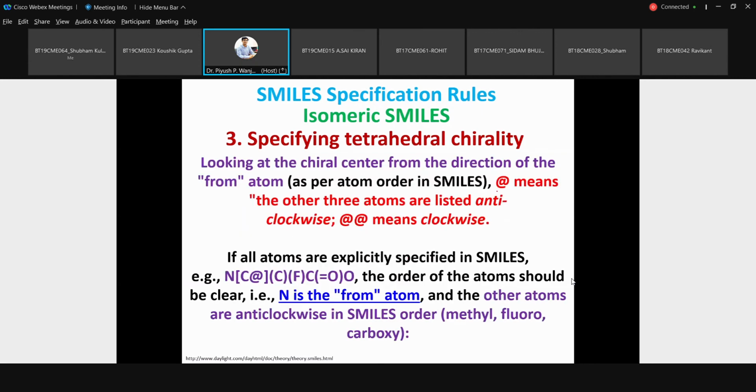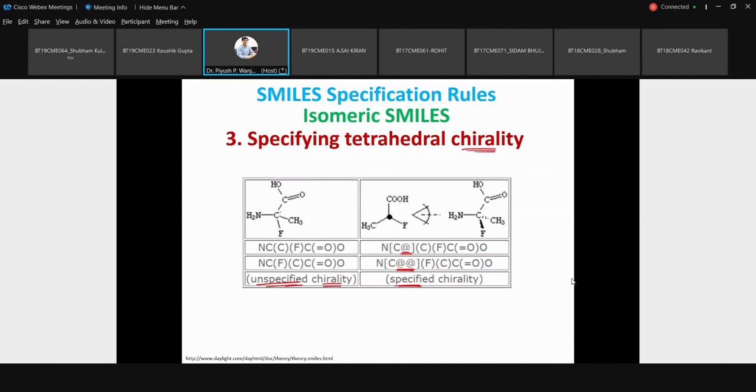The @ symbol means the other three atoms are listed anti-clockwise. Now I'm saying other three atoms. What about the first atom? If there are four atoms, they are saying you are first looking at the chiral center from the direction of the from atom, and then you are talking about the other three atoms, then you are talking about the clockwise and anti-clockwise direction.